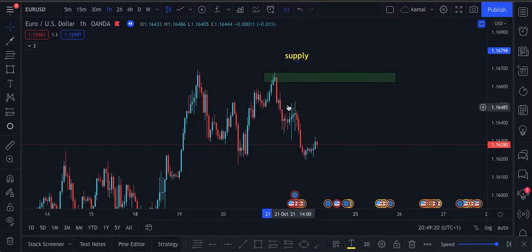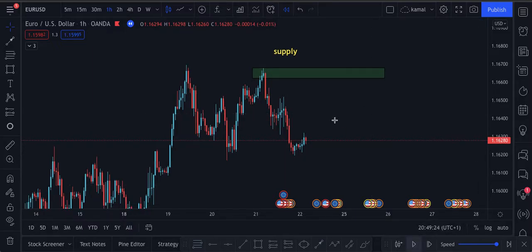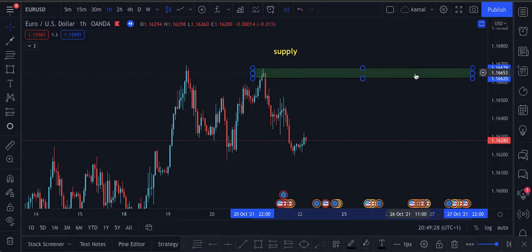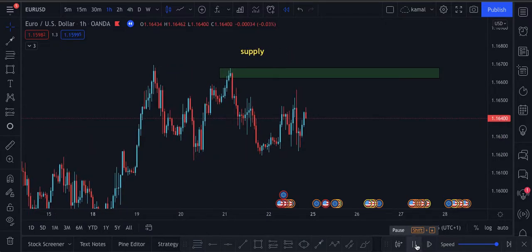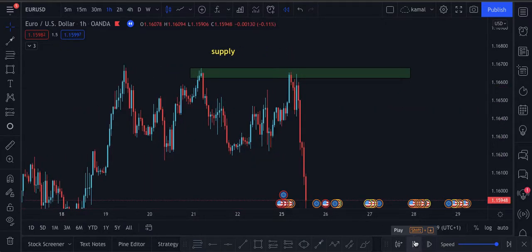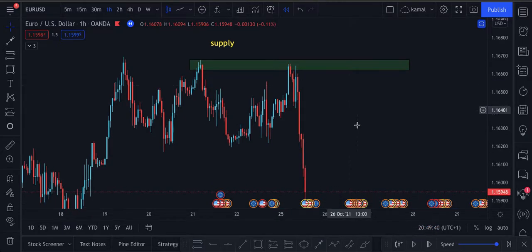So we have supply here, right? Based on this major sell-off. Now we highlight this area and we wait for the market to come back up, tap into this area, and sell it for the market to continue its trend. We wait, we're patient, and then boom. Look what happened.